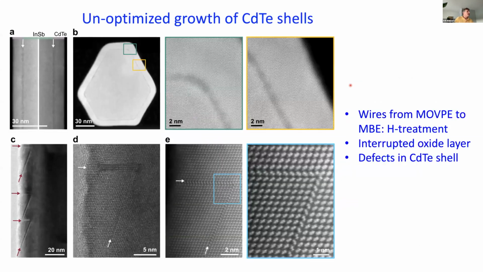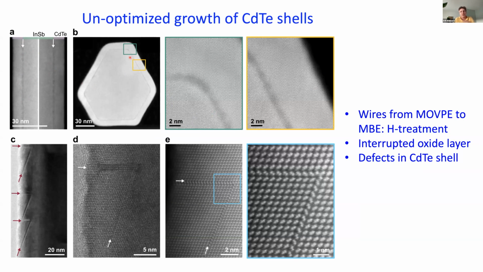Yeah. So now we studied how we can actually grow a nice epitaxial shell around these wires. On this slide, you can see the first TEM data, which was an unsuccessful first trial. In this graph on the top left, you can see indium antimonide in the middle, and on the outside we have cadmium telluride. But you can see that in the middle, we have a dark contrast. You can see this in this normal projection.